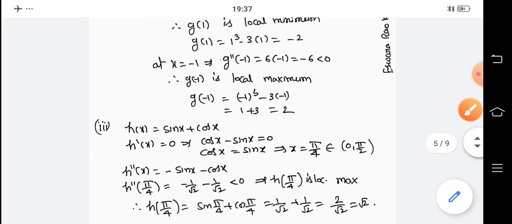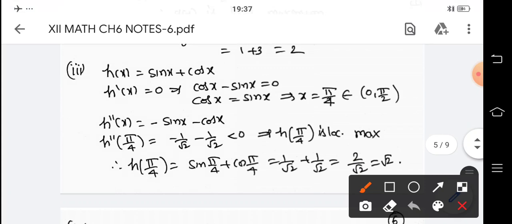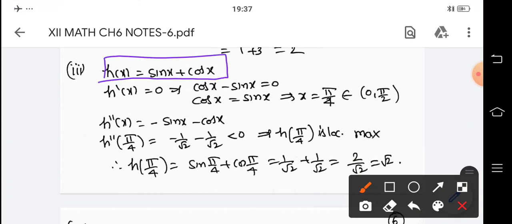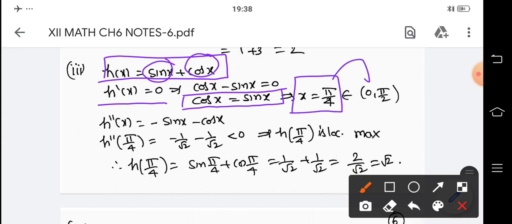Next question. H of x is equal to sin x plus cos x. H dash of x is equal to 0, because of the first derivative test: cos x minus sin x, the derivative of sin x is cos x, the derivative of cos x is minus sin x, is equal to 0. Cos x is equal to sin x, which is possible at x is equal to pi by 4, which is 45 degrees, in between 0 and 90 degrees.